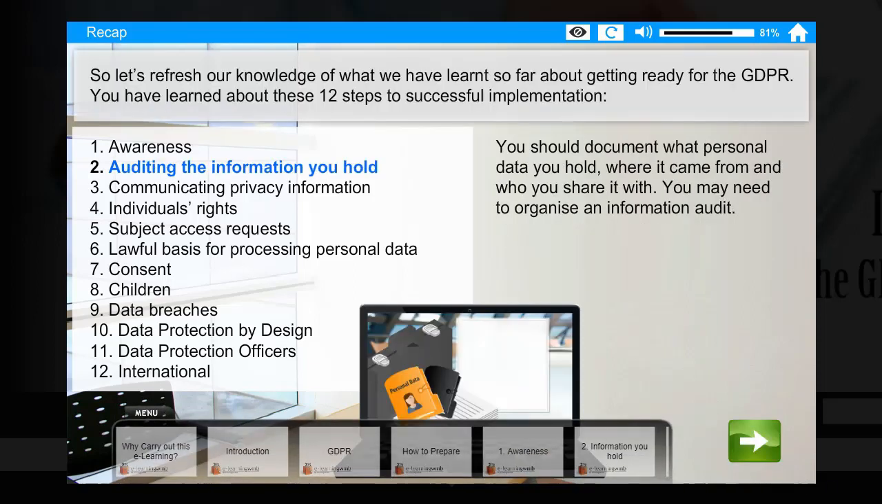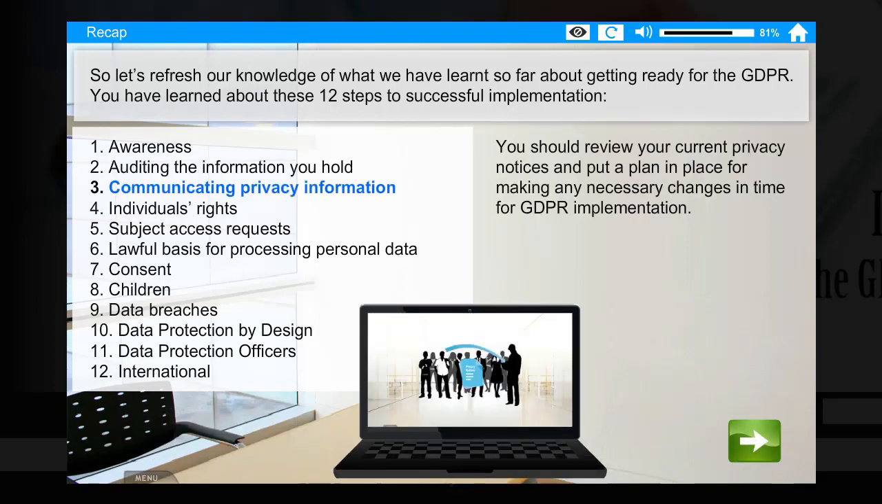Step 2. Auditing the information you hold. You should document what personal data you hold, where it came from, and who you share it with. You may need to organise an information audit. Step 3. Communicating privacy information. You should review your current privacy notices and put a plan in place for making any necessary changes in time for GDPR implementation.